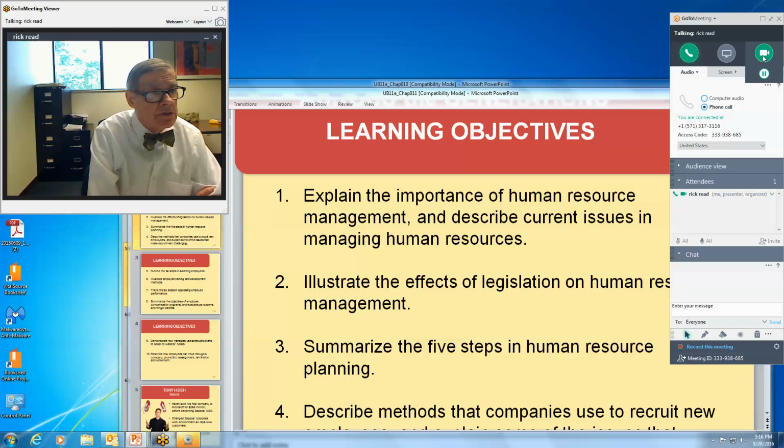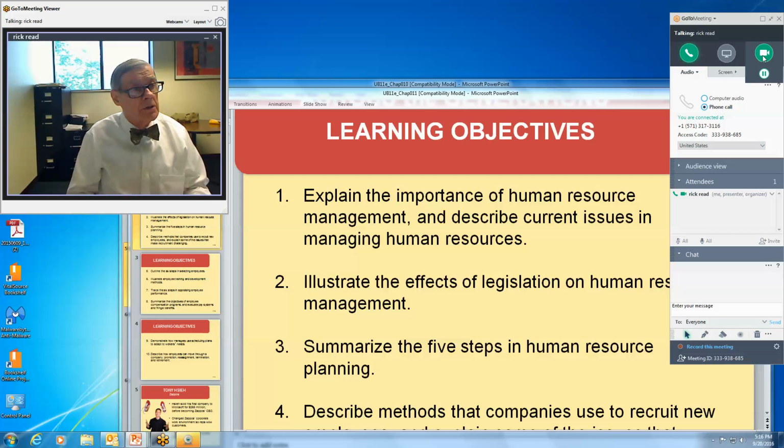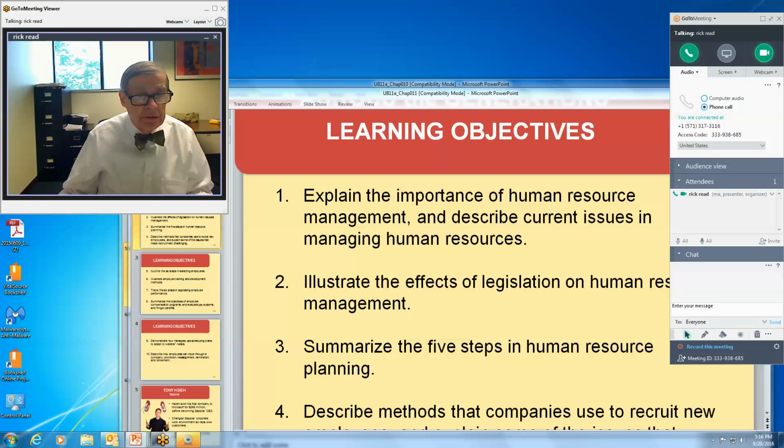All right, it's 5:16. We're back. Chapter 11, Human Resource Management, Finding and Keeping the Best Employees. Our learning objectives are to explain the importance of human resource management and look at some current issues, look at the impact that legislation has on human resource management, and look at the 5 steps in human resource planning.